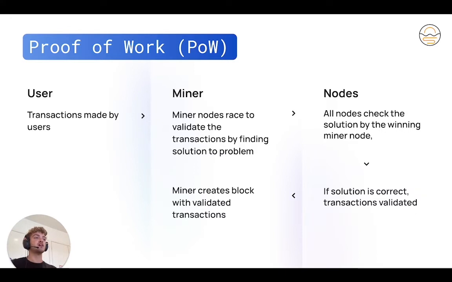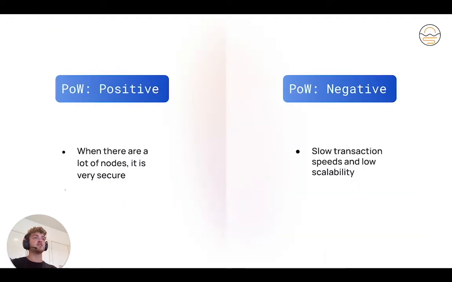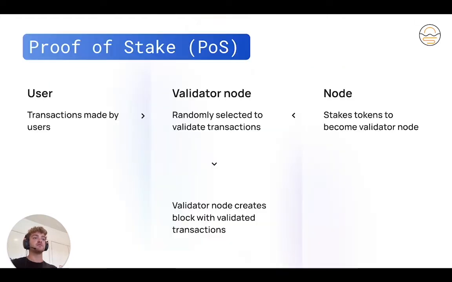Once a miner node claims they have found the solution, the other nodes part of the network can check the solution is correct by feeding it into the same function to check for the correct output. If it is, it validates the transaction received. The main positive is that when there are a lot of nodes, it is very secure, whereas the main negative for proof of work is that it has slow transaction speeds and low scalability.